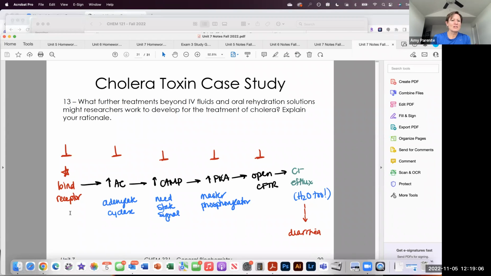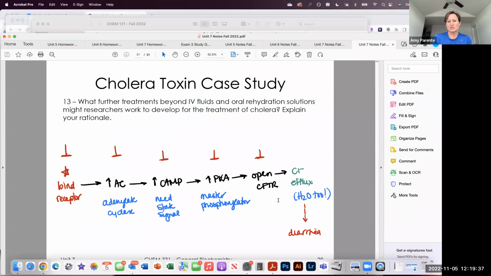So we have our cholera toxin bind to a receptor. We activate adenylate cyclase. And the reason I'm saying this is important to know is we are going to revisit this later on. It's not just unique to cholera, it's a process that we're going to spend more time learning about. So this is something that I want you to know.